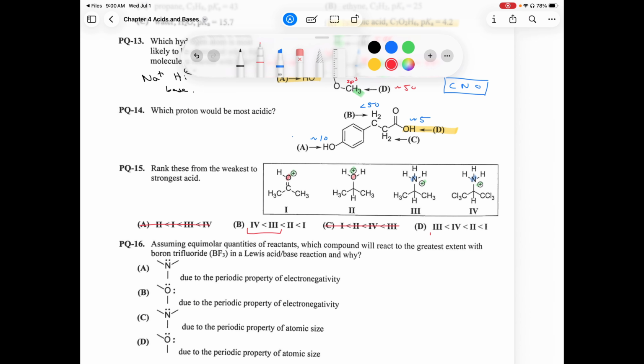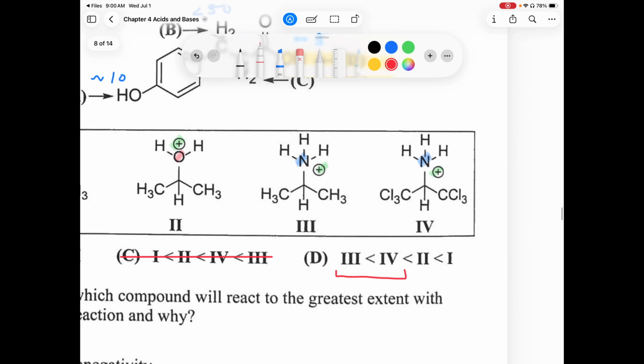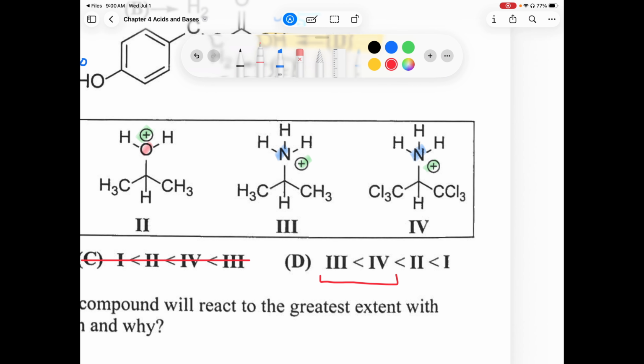Is it 3 or 4? Well, if you compare 3 and 4, and you think about their conjugate bases, let's imagine 3 was to lose its acidic proton. Well, what would you be left over with then? Well, you'd have this amine. And if this one was to lose its proton, if it behaved as an acid, donated a proton, we'd be left over with this amine.